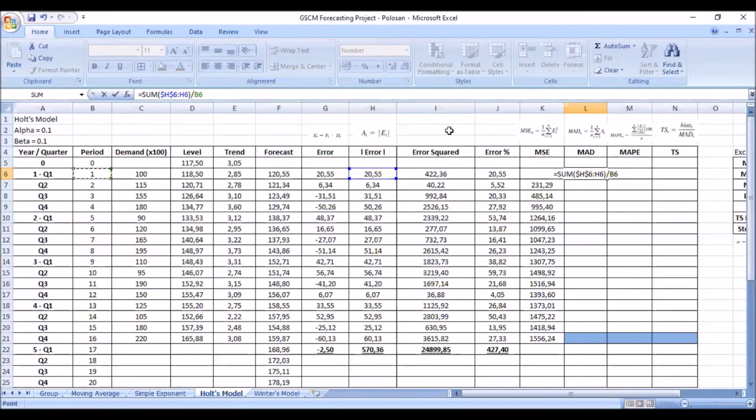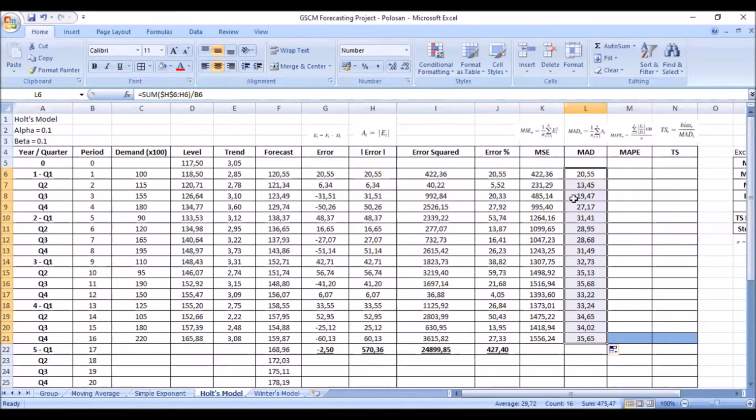And then don't forget to divide it by the number of the corresponding period. And there you have it. You just need to take it down as usual. And then you have the accumulative and the final total MAT.